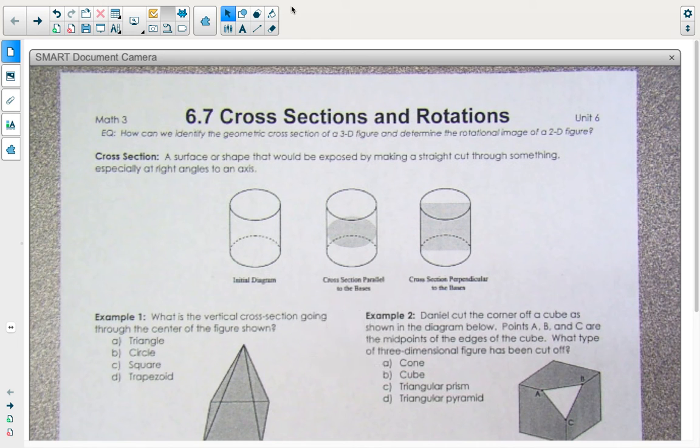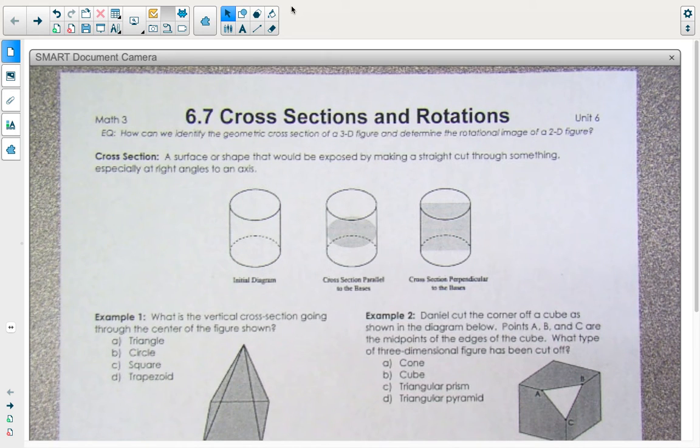All right. Before you get to some example problems and notes, make sure you've watched those YouTube videos. They give some excellent visuals of what cross sections are, way better than I can ever draw. So with cross sections, we're trying to figure out what is made if I take a three-dimensional figure and slice it horizontally, meaning parallel to my base, or vertically, meaning perpendicular to my base. So make sure you watch those videos. They're mostly short, but they give you way better visuals than I ever could about what a cross section is.